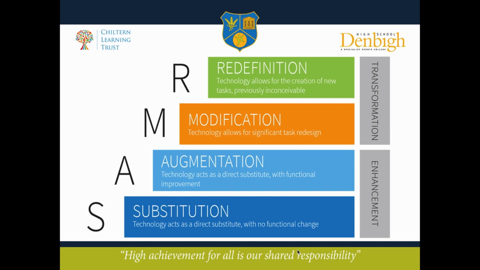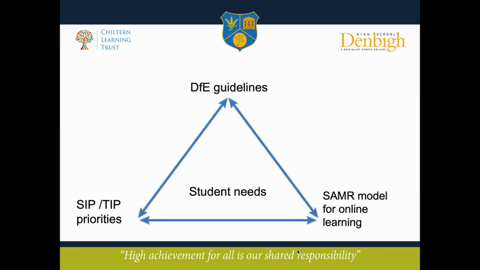So in terms of the geography strategy, what we're trying to do is collate or triangulate 3 different things to meet our student needs. So the first one is the DfE guidelines for the reopening of school. The second one is thinking about the SAMR model and what activities we can post online according to that model. And then the third one is the SIP or TIP priorities.